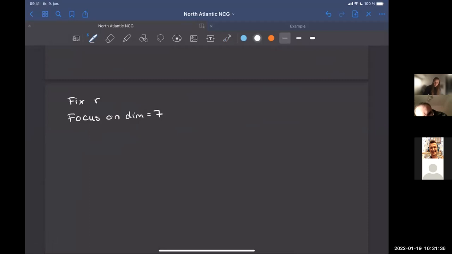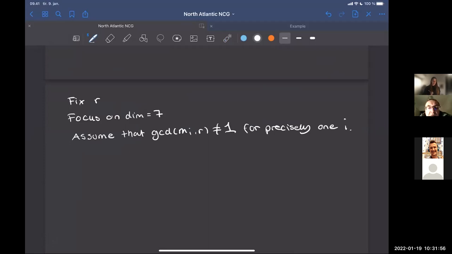So now we assume this will be our condition. We assume that the greatest common divisor of M_i and R is different from 1 for precisely one i. This is the condition we will use in our classification. So we will look at quantum lens spaces of dimension 7, where we assume that the greatest common divisor is different from 1 for precisely one i.